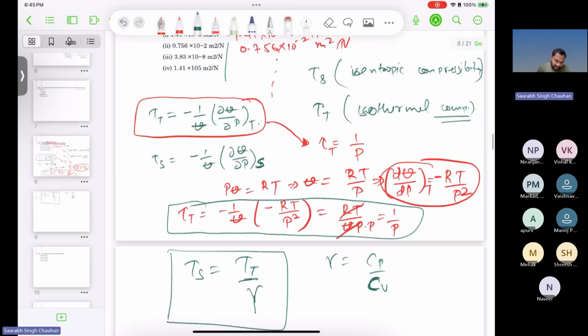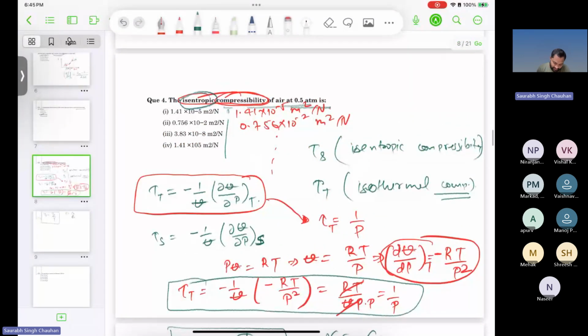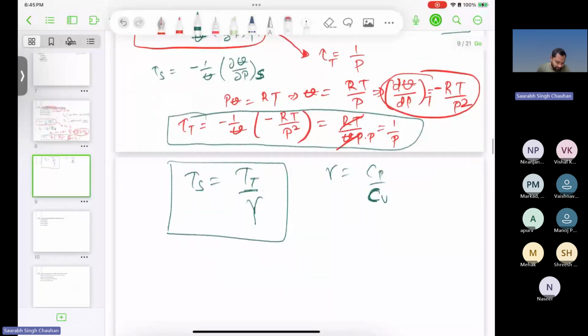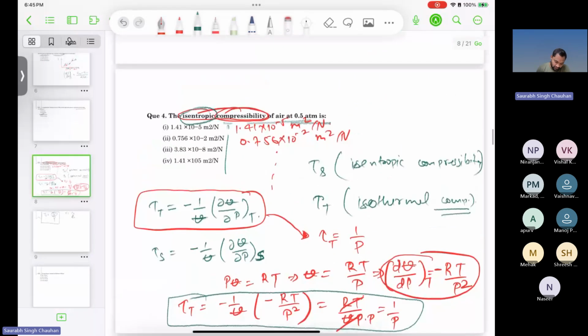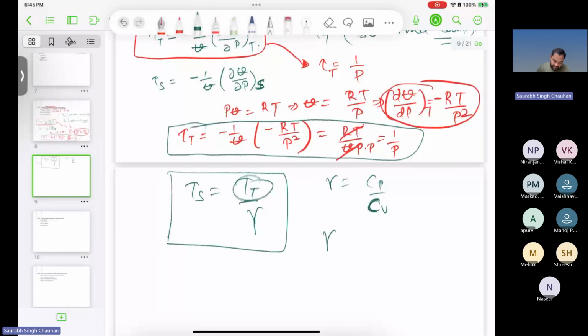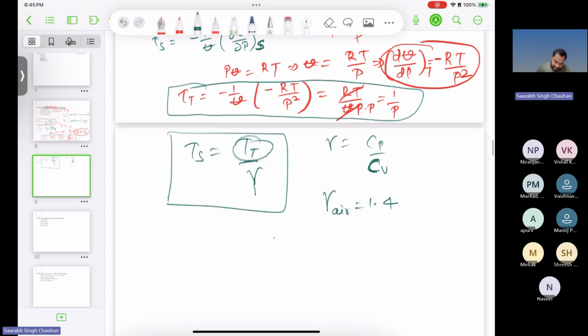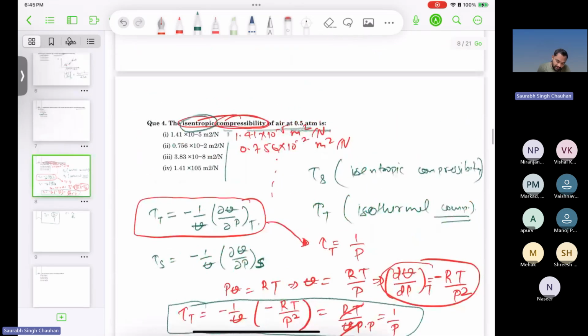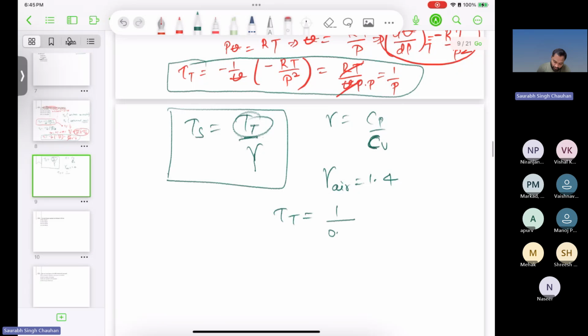Okay, so we have to find the isentropic compressibility. First we can calculate the isothermal compressibility and just divide by gamma. Gamma for air is approximately 1.4. And isothermal compressibility will be 1 by pressure. What is the pressure given? It is 0.5 atm, atmospheric pressure.